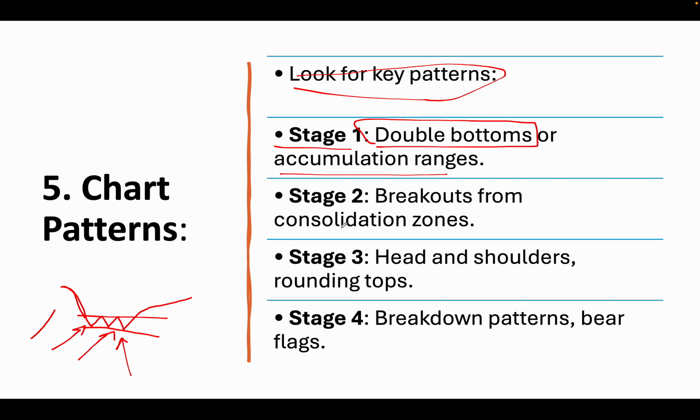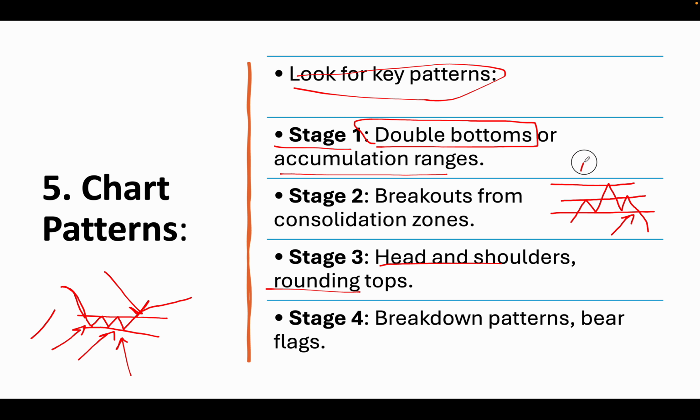Stage 2, breakout from the consolidation zone. This is the breakout. Stage 3, on the top, head and shoulders and rounding top. So what is the head and shoulders? So this is your shoulder, this is your head, and this is another shoulder, and usually price breaks down from here. So usually these are the levels. So this is the shoulder, this is shoulder, this is head, and price breaks down from here. So this is your head and shoulder pattern, and usually there is a rounding top also.